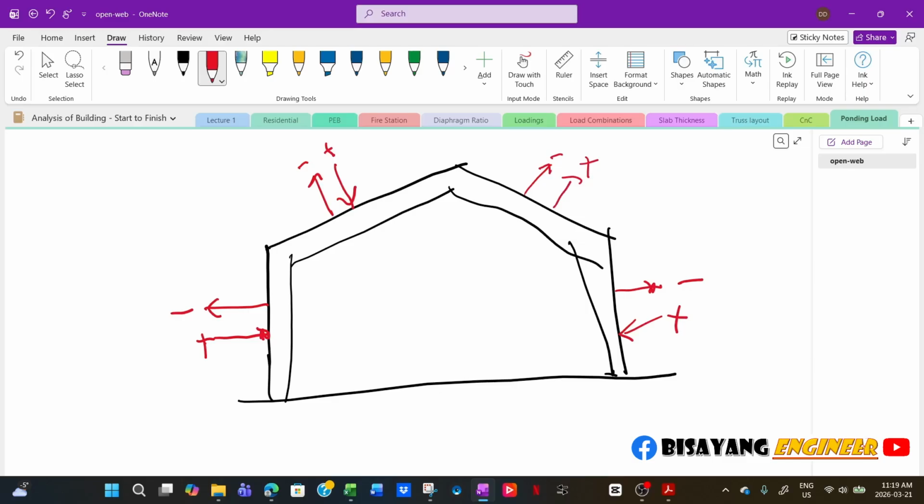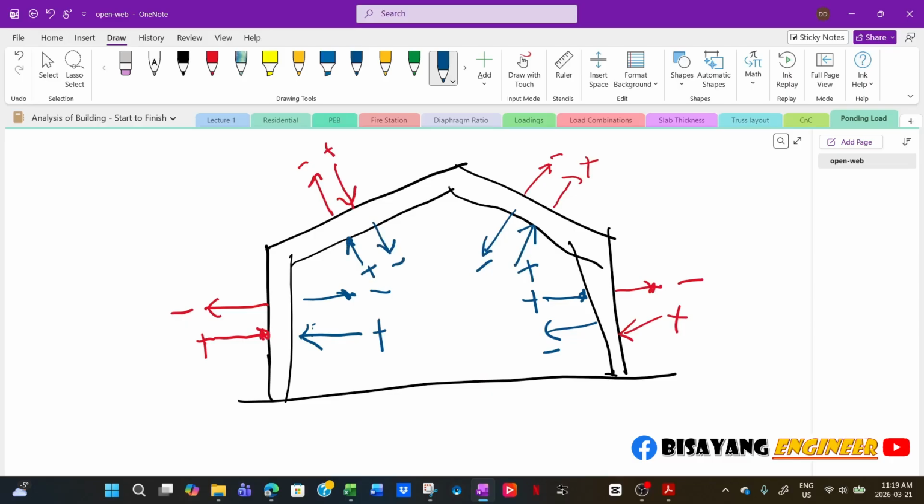Now in the internal pressure, you will also have positive and this is negative, and then this is positive and this is negative, this is negative, this is positive, this is negative or positive, this is negative.